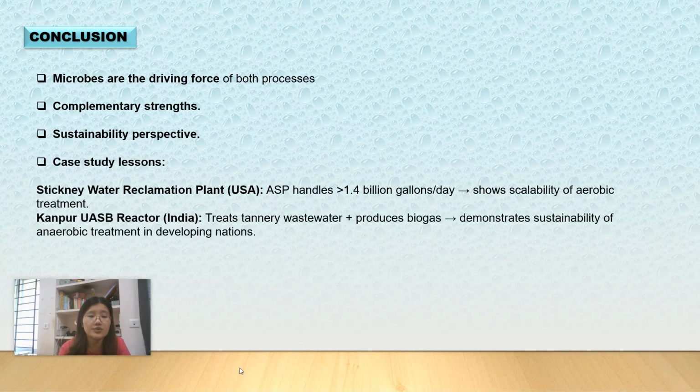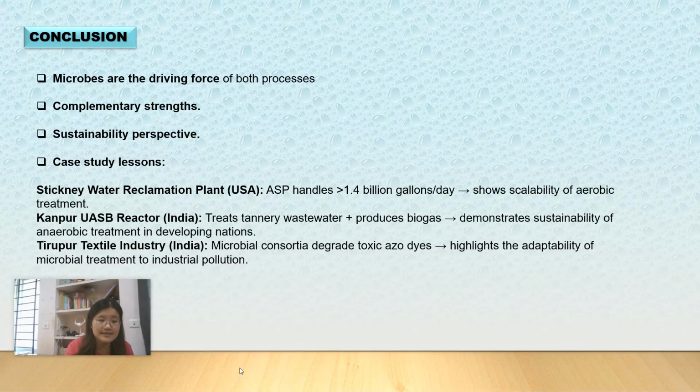Second is the Kanpur UASB reactor. UASB means upflow anaerobic sludge blanket reactor, which treats tannery wastewater. By tannery we mean the leather industry. They treat the tannery wastewater and also produce biogas, which demonstrates the sustainability of anaerobic treatment in developing nations. And the third is the Tirupur textile industry in India. The microbial consortia, by which we mean mixed microbial communities, degrade toxic azo-dyes used in this textile industry, which highlights the adaptability of microbial treatment in industrial pollution.